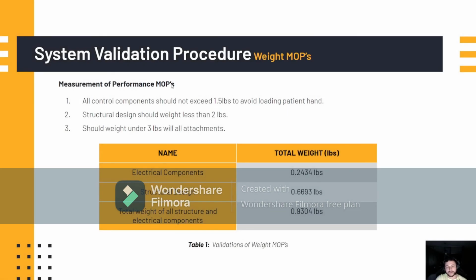For the measurement of MOPs, all control components should not exceed 1.5 pounds, and our electrical components' total weight was 0.2434 pounds. The structural mechanism should weigh less than 2 pounds, which was 0.6693 pounds. And the total weight of the structural and electrical components, the total of all data, was 0.9304 pounds. This is the table which consists of the validation of weight MOPs. For the next experiments and the overall project conclusion, my partner Jose Abrams will continue with you. Thanks.